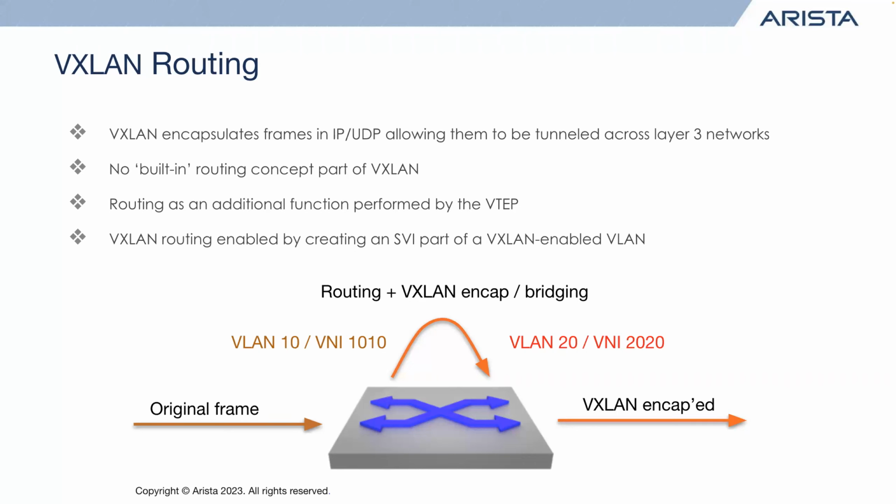And we have here a very simple example just to make it a little bit more visual. Essentially, you have the original frame coming as part of a segment, and the destination is located in a different segment. The switch here is not only a layer 2 switch, a VTEP, but is also equipped with an SVI on both segments, so it's capable of performing routing. Since the destination is connected to a remote VTEP, VxLAN encapsulation is performed, and the packet is sent over the underlay network up to the remote VTEP.